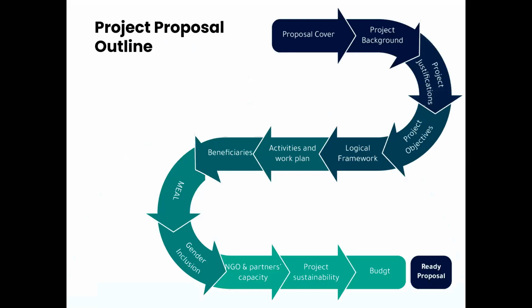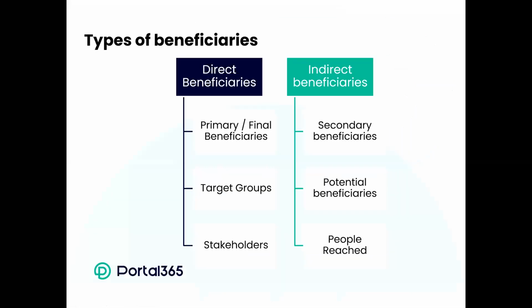Every day we show this figure, just to see that we are progressing. Now we are talking about beneficiaries. Maybe we didn't talk a lot about activities and work plan, but we will come back to it. Today we will focus mainly on this part of the proposal, and it's a very important part because it is part of the indicator, and the indicator is the heart of the logical framework and the heart of the whole project. So let's go.